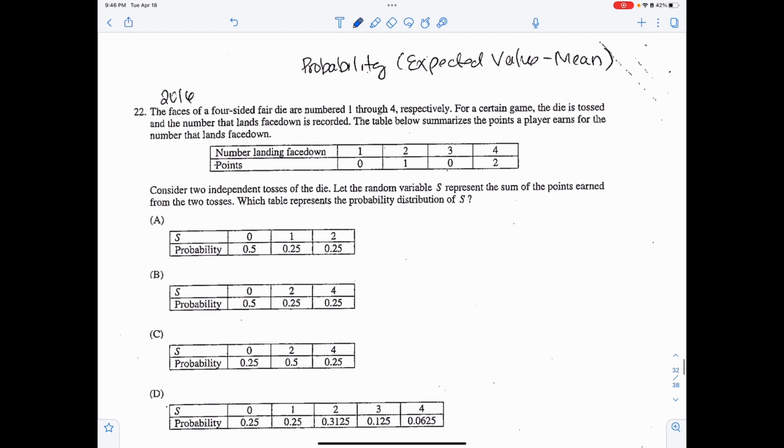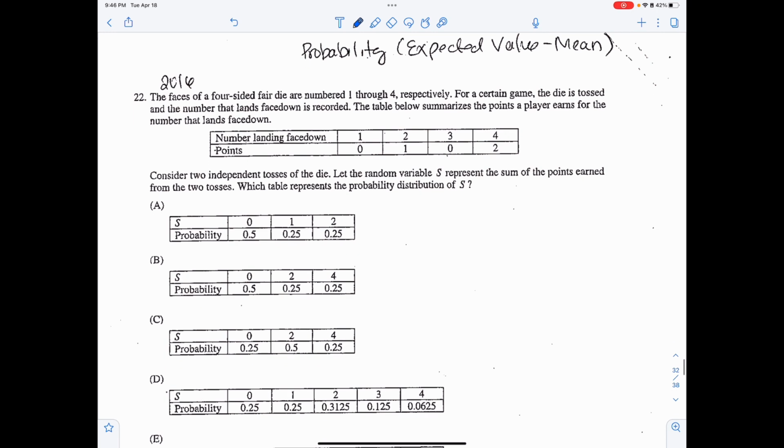Make sure you know how to do the expected value. Remember, to find the expected value or the mean, it's this times this one, plus this one times this one, plus this one times this one, plus this one times this one. So that's how you do expected value. Let's see what this says.